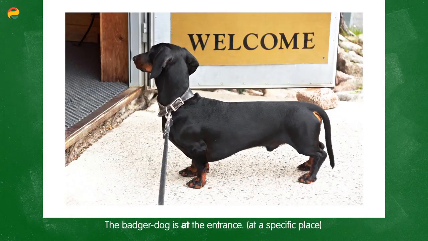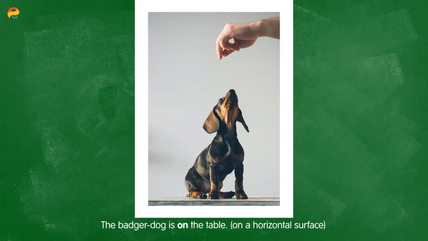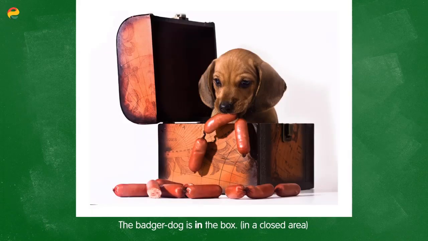So let's look at the picture together. You should see a cute little badger dog right now, and let's talk about him. I can say that the badger dog is at the entrance, at a specific place. Or I can say that the badger dog is on the table. Here he's on a horizontal surface. Or finally, I can say that the badger dog is in the box, inside a closed area. And in all of these examples, I'm just using prepositions to talk about where something is located. In this case, the badger dog.